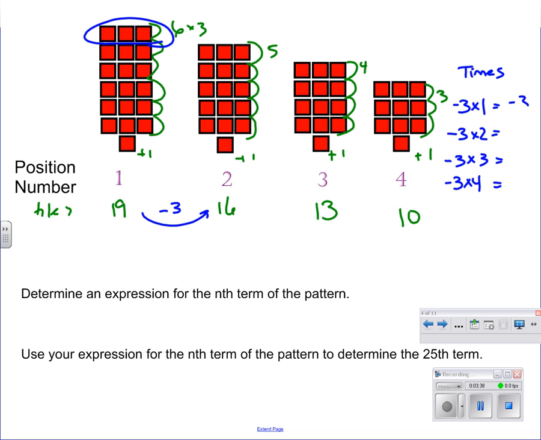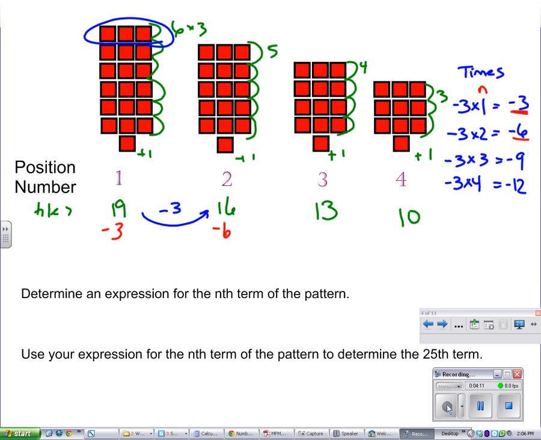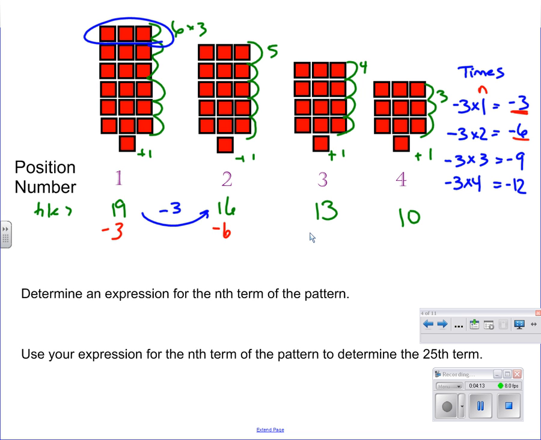So negative 3 times 1, that's negative 3. Negative 3 times 2 is negative 6. Negative 3 times 3 is negative 9. Negative 3 times 4 is negative 12. And again, that means I will write those underneath the actual number of tiles that they correspond to. So if this is my position number, or n, then I'm going to write negative 3 underneath the value of 19. I'm going to write negative 6 underneath the value of 16, because that's for the number of tiles for position number 2, and so on.